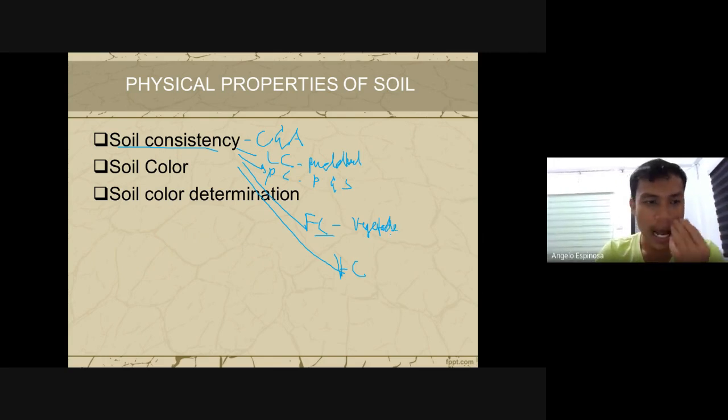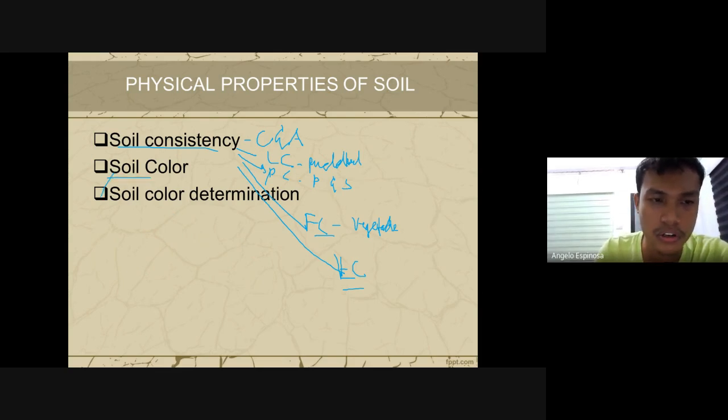Pag hard consistency naman, ito yung soil that is hard and requires high energy to plow, resulting in cloddy seedbed. Kailangan talaga ng machinery or kailangan ng mabigat na matigas din na machine para ma-plow siya ng mabuti. So now let's proceed to soil color.